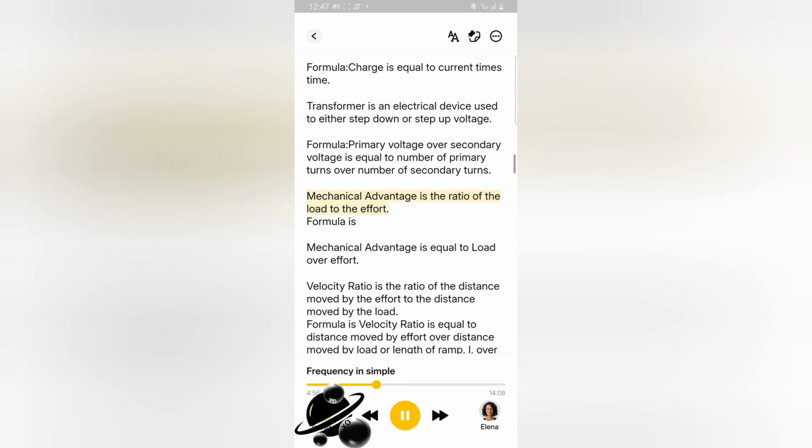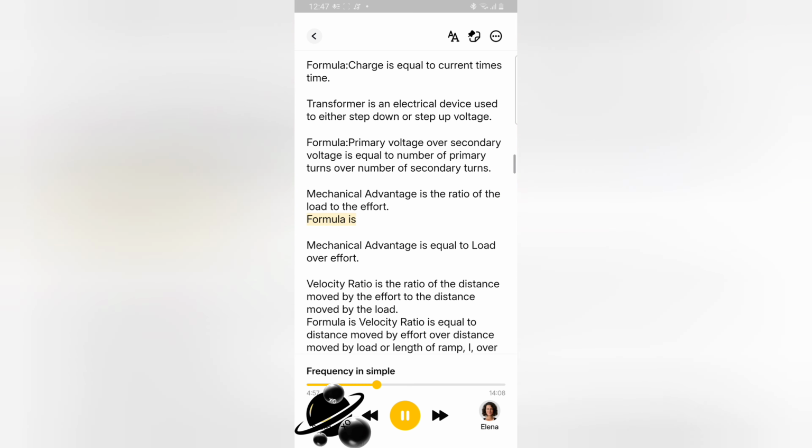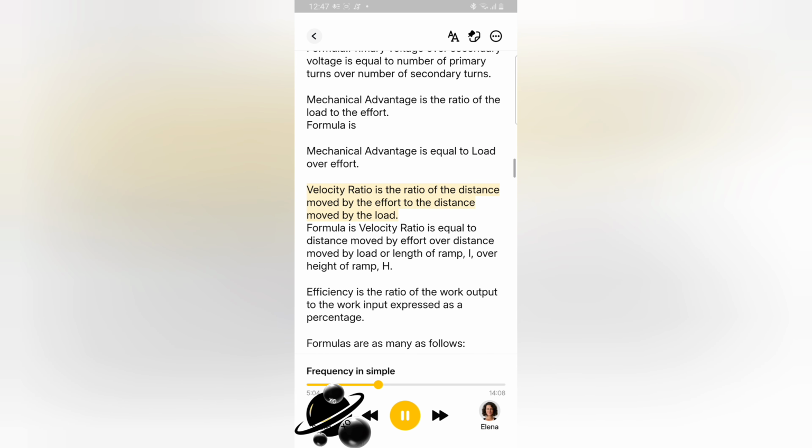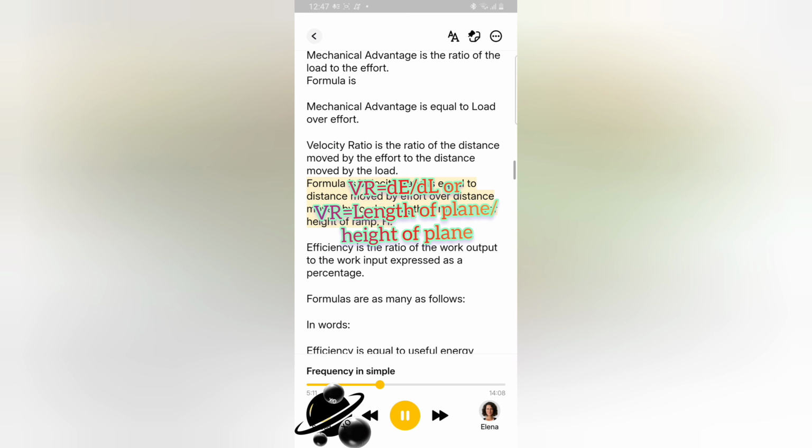Mechanical advantage is the ratio of the load to the effort. Formula is: mechanical advantage is equal to load over effort. Velocity ratio is the ratio of the distance moved by the effort to the distance moved by the load. Formula is: velocity ratio is equal to distance moved by effort over distance moved by load, or length of ramp, l, over height of ramp, h.